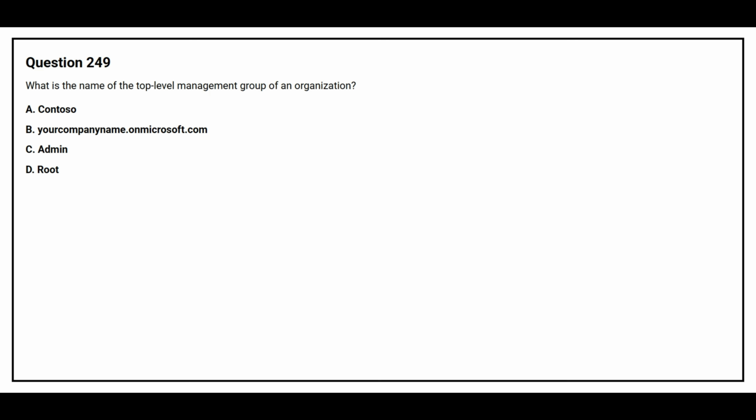Question number 249. What is the name of the top-level management group of an organization? Option A, Contoso. Option B, your company name on Microsoft.com. Option C, admin. Option D, root. The correct answer is option D, root.